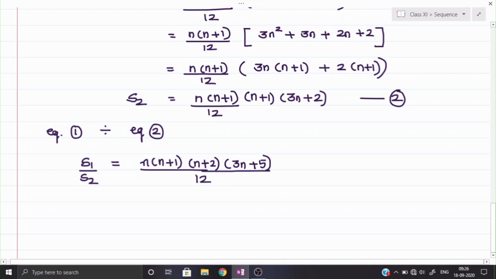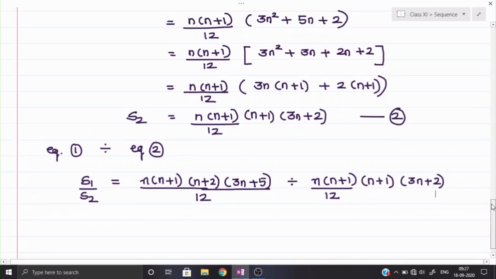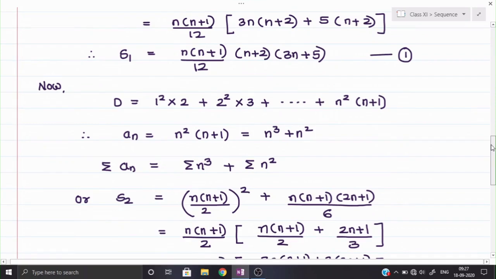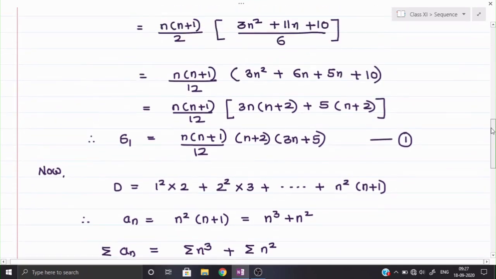And here it is coming as n into n plus 1 upon 12, again n plus 1 is coming. Okay, here one more n plus 1 is coming, but I think this will not be cancelled. So what we need to prove? Somewhere we are making a mistake. Let me rectify the value of equation number 1.